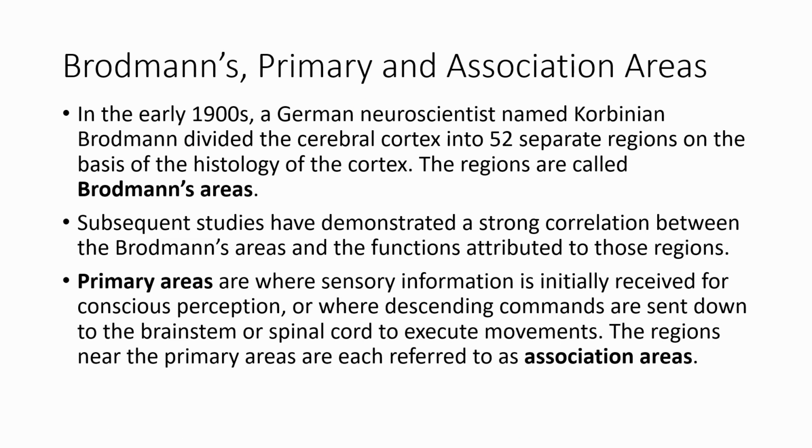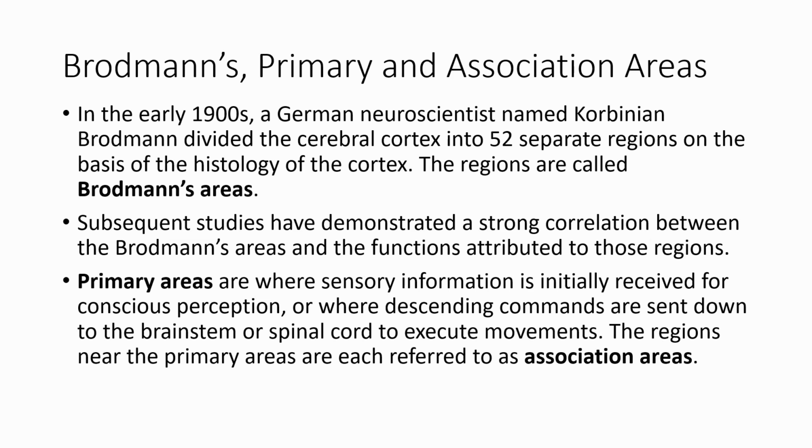So let's talk about some of these association areas. There are different areas. So a little bit of history. In the early 1900s, this neuroscientist named Brodmann divided the cerebral cortex into 52 separate regions on the basis of histology. Looking at the cells, he divided it up based on what he saw on a microscopic level. And all these regions are called Brodmann's areas.